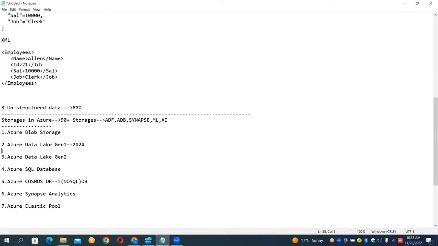Yeah, sir. Sir, in Databricks, what storages do we use? All 90 storages we can use. In real time, we go with any of them and Synapse. Synapse we use, but artificial intelligence is not our job. It is the job of a data scientist or data analyst. We are data engineers.